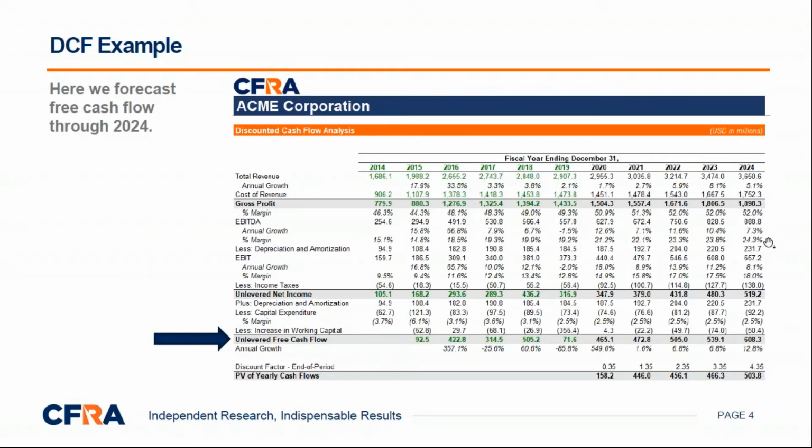Here we show an example of a DCF analysis. Using dummy data for fictitious Acme Corporation, we forecast unlevered free cash flow through 2024. Unlevered just means before paying its financial obligations, like interest on debt. We prefer valuing companies using unlevered free cash flow because it allows for an apples-to-apples comparison of cash flows produced by companies with different capital structures. And it also allows the analyst the ability to test out different capital structures to determine how they impact valuation.